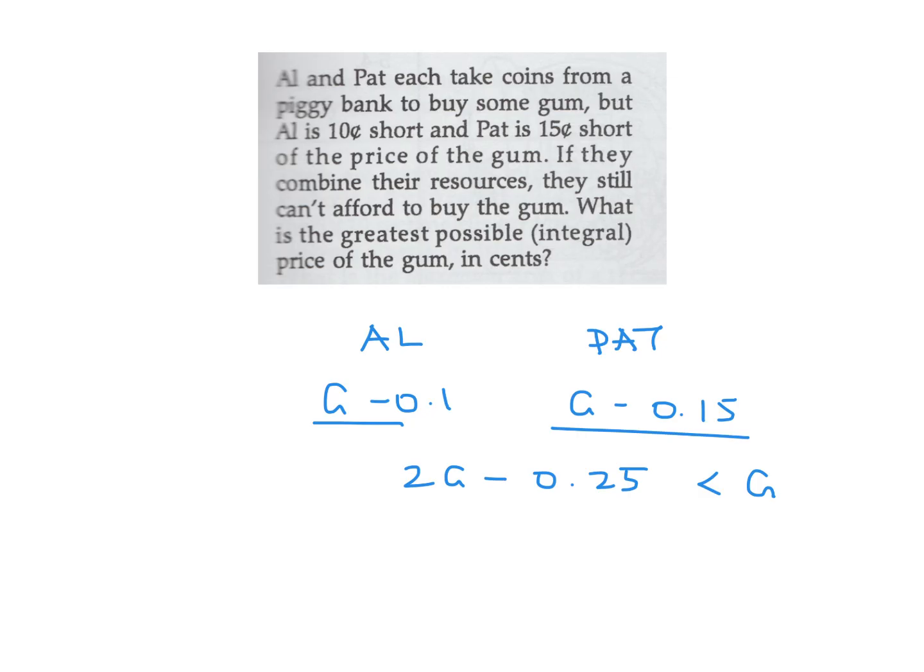Okay, so now we have to figure out what G could be. So G is less than 0.25. So the greatest possible value would be 0.24. So 24 cents.